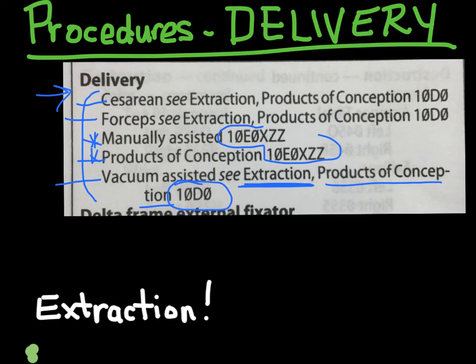So let's remember the root operation extraction. What does this mean? This is a pulling or stripping out all or a portion of a body part by the use of force. So the use of force would be the use of the forceps or the vacuum to help assist with the delivery. So even a C-section involves pulling out using force, even if that force is manually given.